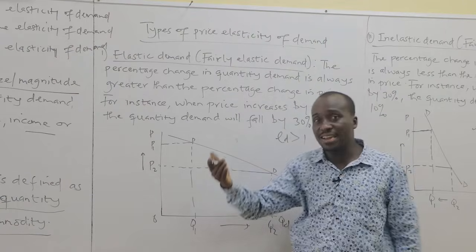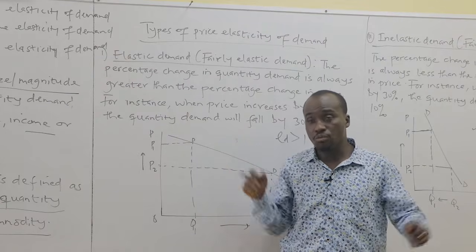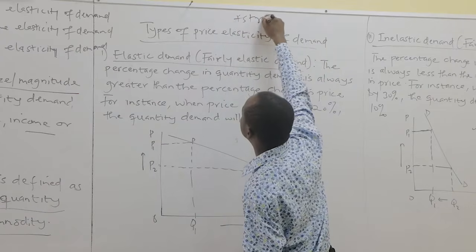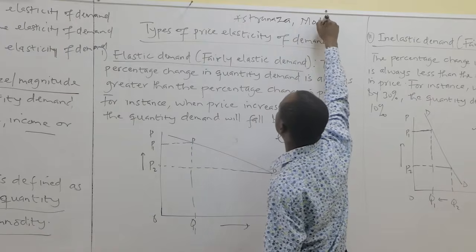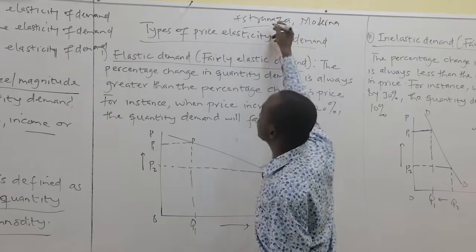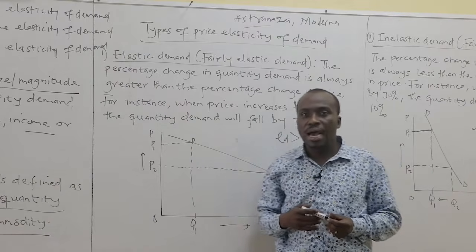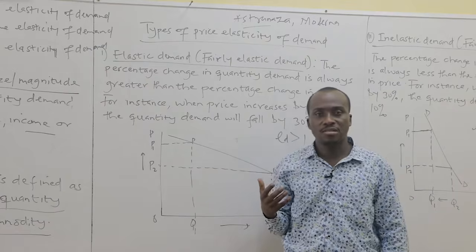Let's look at the COVID-19 vaccines that we have on board, right? Let's take AstraZeneca and Moderna. Let's take these 2 commodities. They are perfect substitutes, right? Assuming that a country wants to go and buy these vaccines.